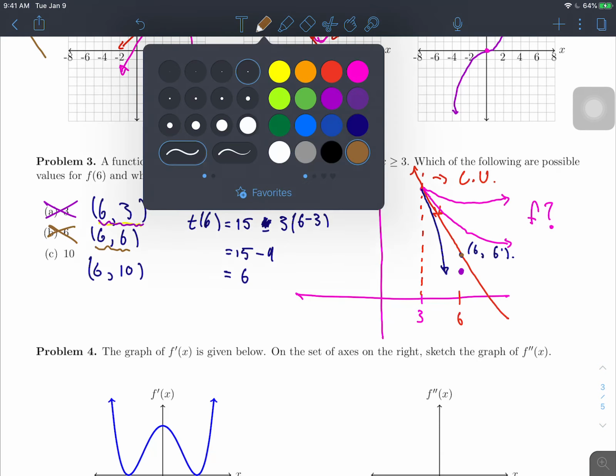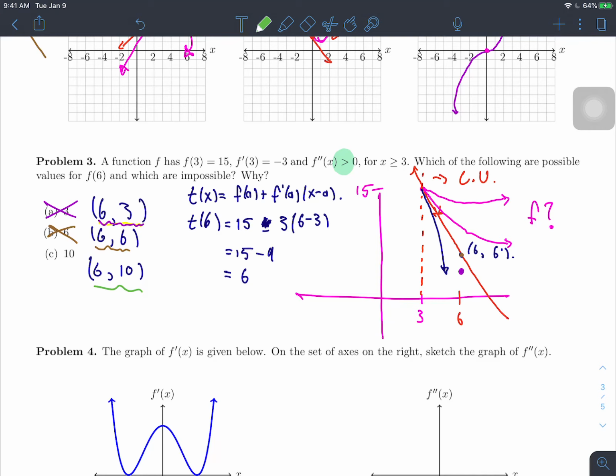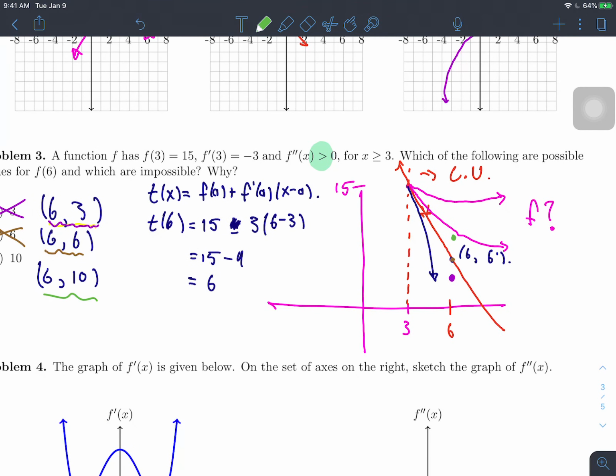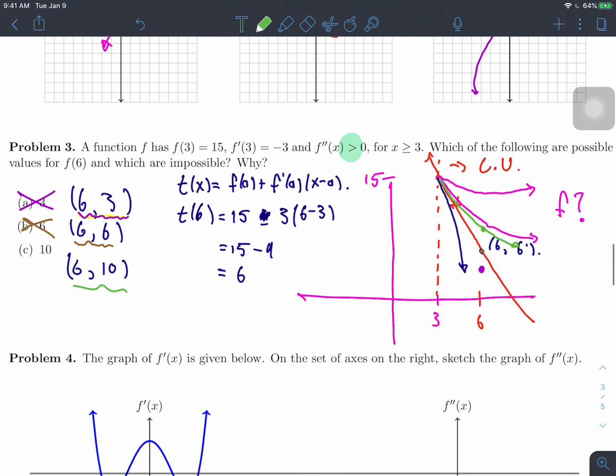All right, how about 6 comma 10? We'll do that with green. That's some point like up here. Do we think f could pass through that green point? Yeah, the answer is absolutely it could, because we could draw a concave up curve here, which passes through that point and satisfies the tangent line property and the property that f of 3 is equal to 15. So this one is possible. Rest of them aren't.